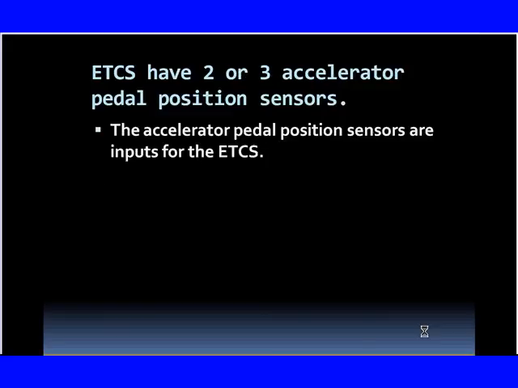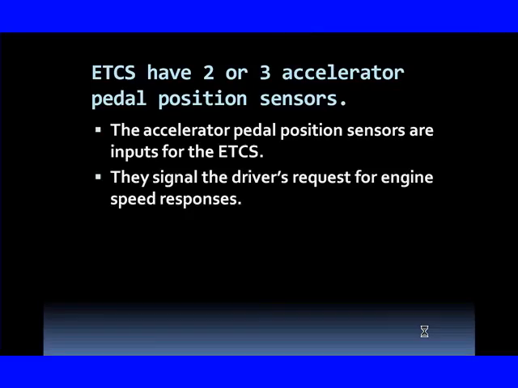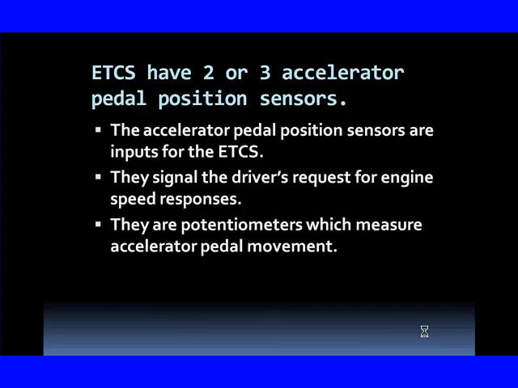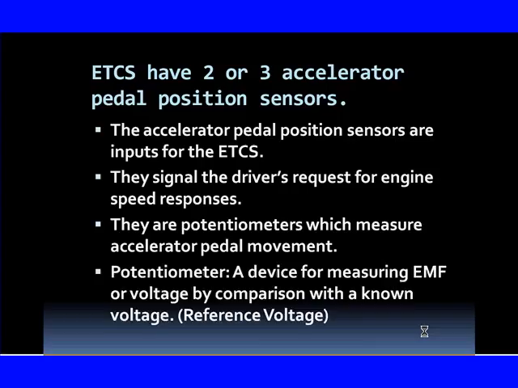Let's talk about these accelerator pedal position sensors. They're position sensors that are inputs to EPS. Remember, this is the only input we have for increasing speed, the accelerator pedal position. They signal the driver's request for a change in speed response: hold speed, decrease speed, increase speed. What's needed? And they are potentiometers that measure accelerator pedal movement. Now, we all know about potentiometers. They're a device for measuring electromotive force or voltage by comparing with a known voltage reference.